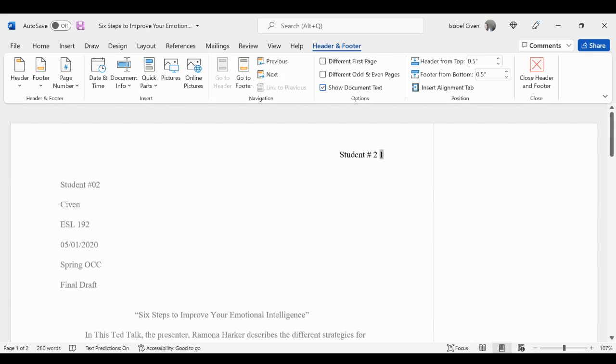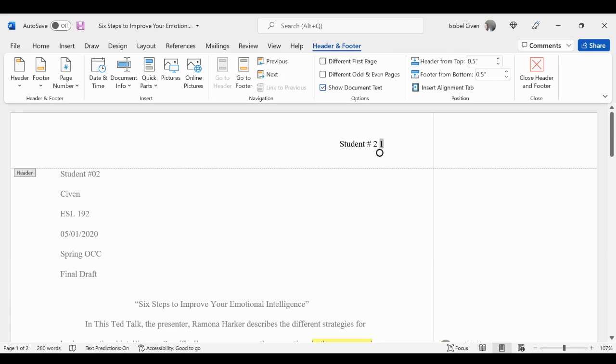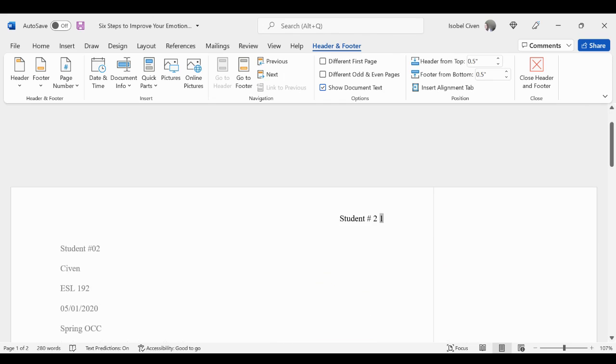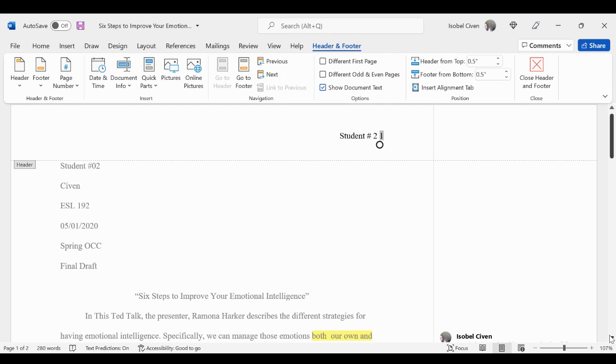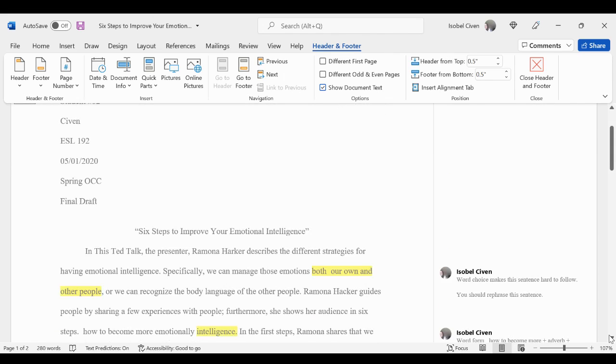All right. So also you need to write your student number here, the last name of the instructor, the title of the class, and the date. You do not need to write Spring OCC final draft, but the student did for some reason. Okay, and then you need to write the title, center the title. The title can be the summary of the title of the video. And the first sentence should state your main idea. The student does that.